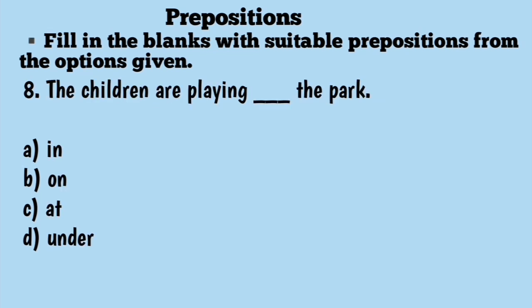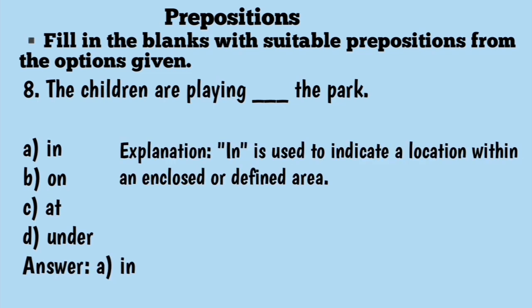Next, the children are playing dash the park. Option A, in. Option B, on. Option C, at. Option D, under. Answer is option A, in. In is used to indicate a location within an enclosed or defined area.